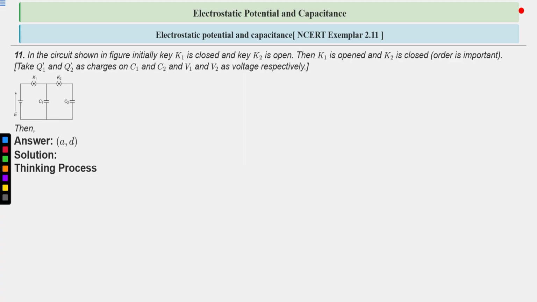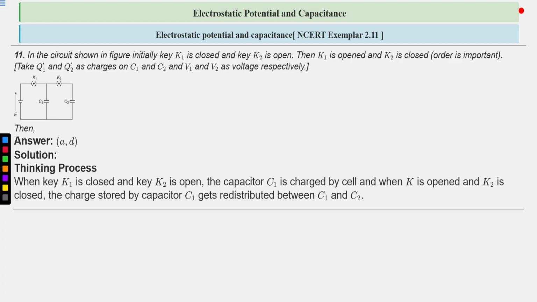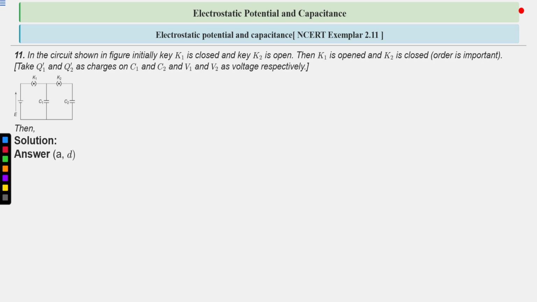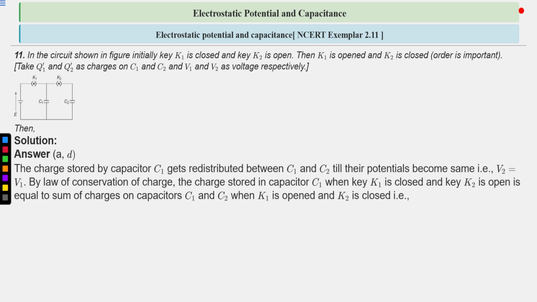Solution. So what is the thinking process for this question? When key K1 is closed and key K2 is open, the capacitor C1 gets charged by this battery. And when K1 is opened and K2 is closed, there is a disconnection from the battery and C1 gets connected to C2 in a parallel combination. So the charge stored by the capacitor C1 gets redistributed between C1 and C2 till their potential becomes the same. So they will reach one common potential, such that V2 equals V1.